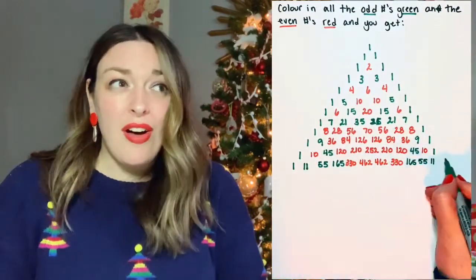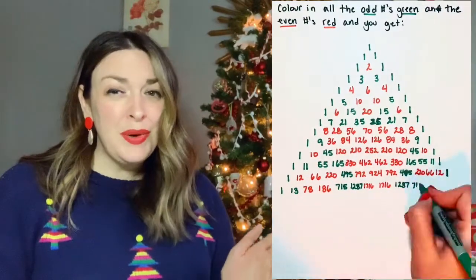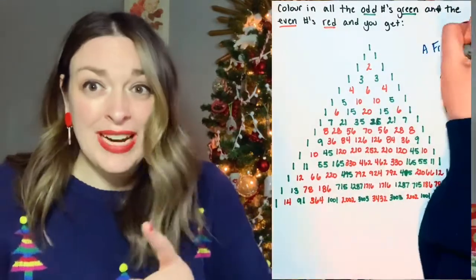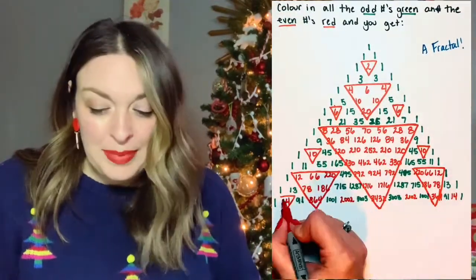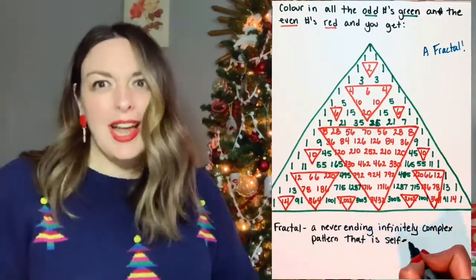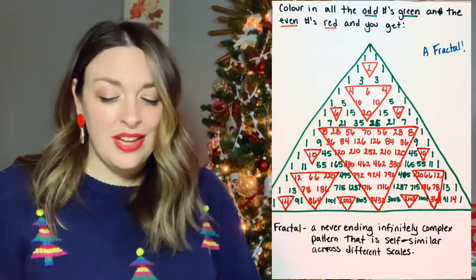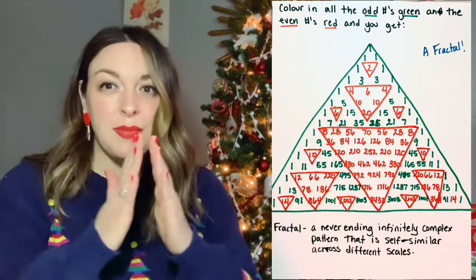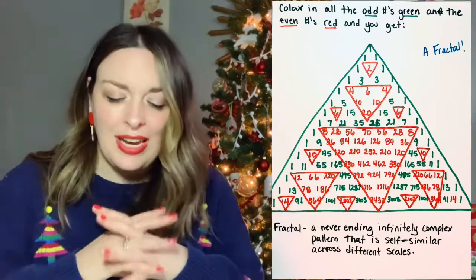So if I fill in all the odd numbers as green and all the even numbers as red, I get this beautiful looking thing. It's practically a piece of art. It actually is a piece of art. It's a fractal. What's a fractal? Well, a fractal is just a never-ending, infinitely complex pattern that's self-similar across different scales. I mean, obviously, right? So if I really want to get into what a fractal is, I'm pretty sure that's a whole other video, but it's basically a pattern that just keeps repeating itself. You can get infinitely small and infinitely big. You can keep building on top of it, or you can keep shrinking it in. And that's what this makes.